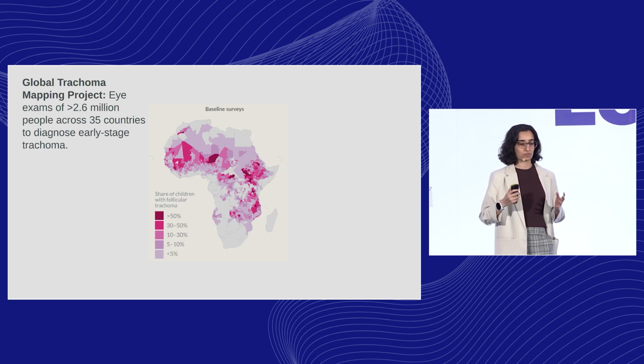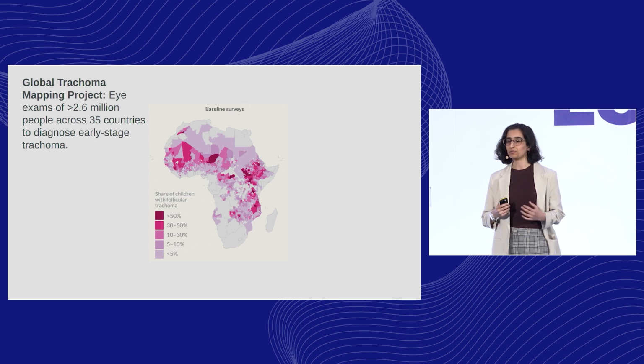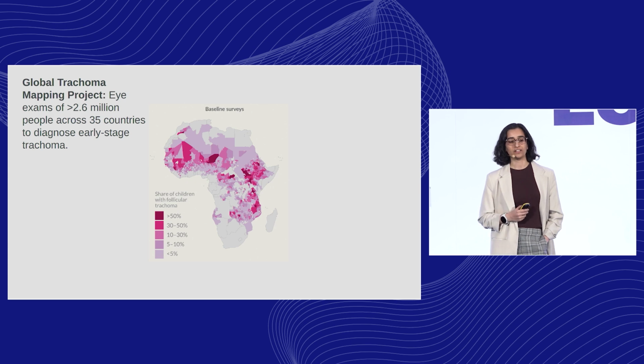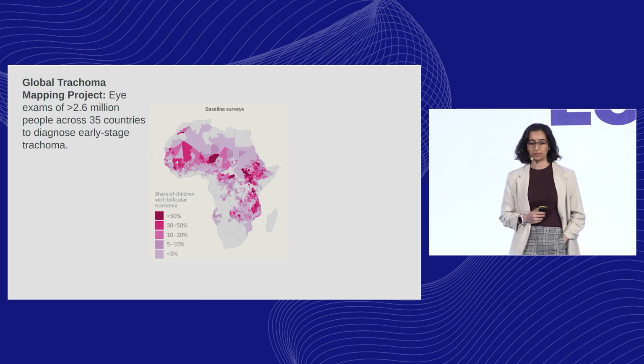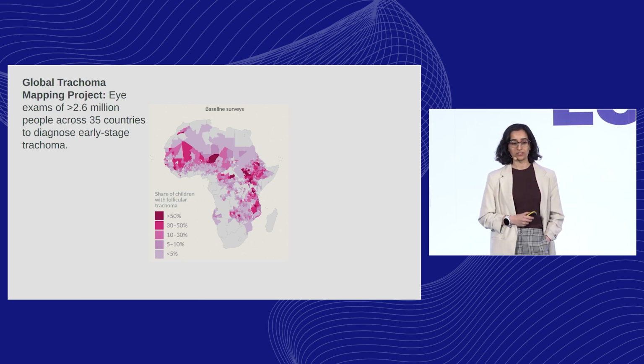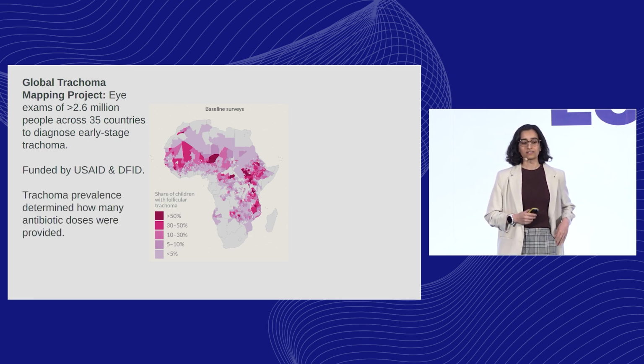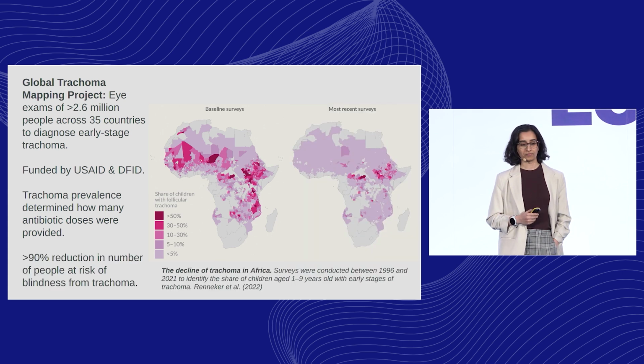That involved a project called the Global Trachoma Mapping Project. This involved eye examinations of more than 2.6 million people in 35 countries, helping to diagnose early stages of trachoma in young children. You can see some of the prevalence rates here are quite high. There are some regions where more than 20% of kids have the early stages of this eye infection. This mapping project was funded by USAID and DFID, the foreign aid departments in the US and the UK. And it determined how many antibiotic doses were given out to children across these countries.